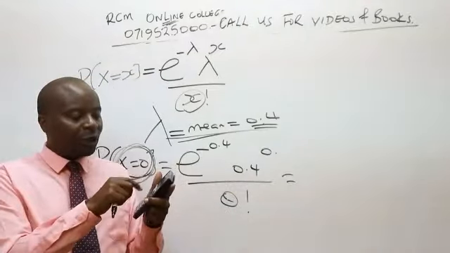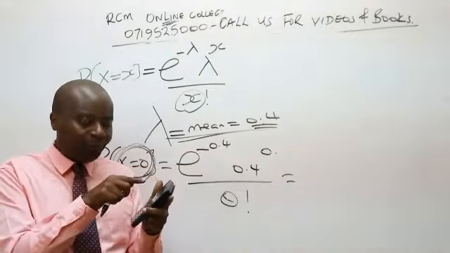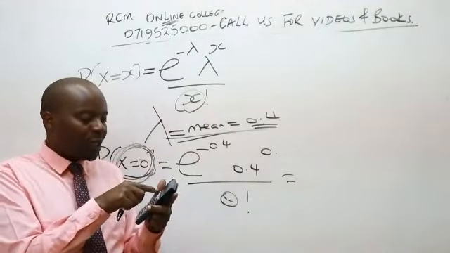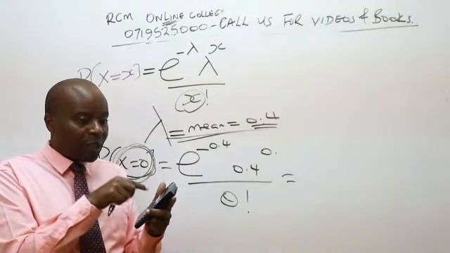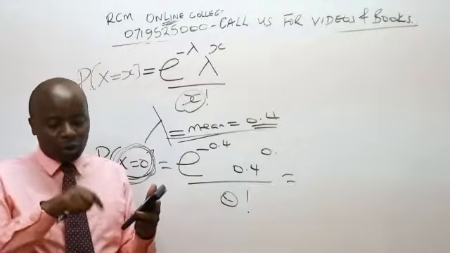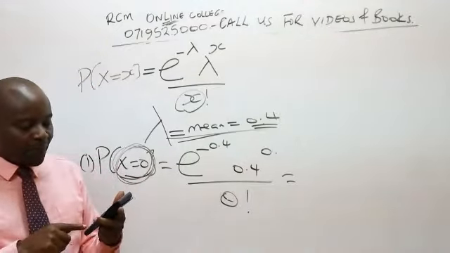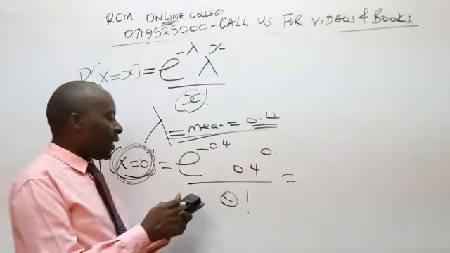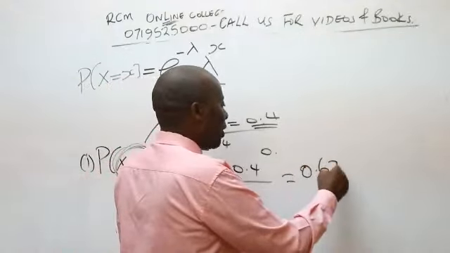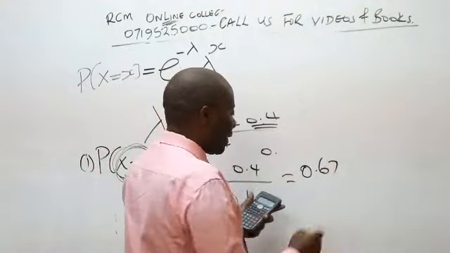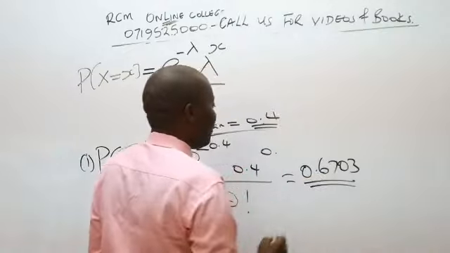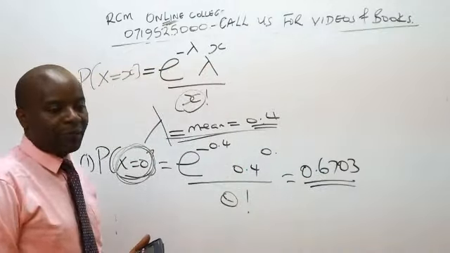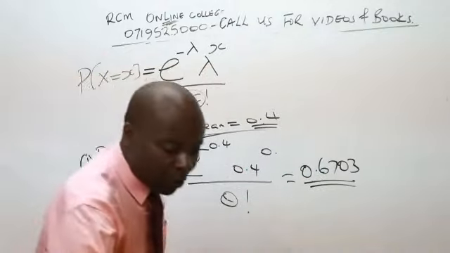I hope you're able to see factorial just below the shift function. You will need to shift, because it's yellow in color. Shift, factorial, that exclamation mark. So what are you able to see? The answer here is 0.6703. That is it. I hope you're following.